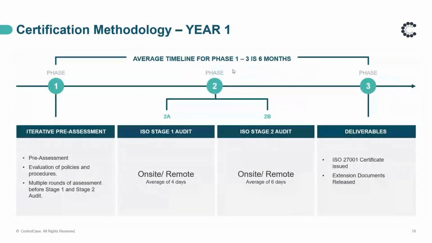Now, this slide only talks about year 1, right? So I'm going to take some time here. ControlCase has added these 3 phases that basically bring your year 1 all together in one path. Phase 1 is, you've implemented ISMS in your environment. You've done all the necessary steps. Now you think, hey, you know what? Before I go for audit, I want to ensure that whatever I've done is correct.